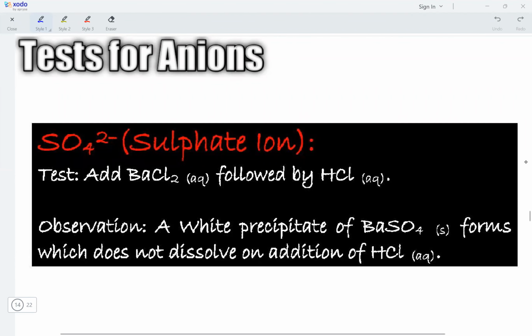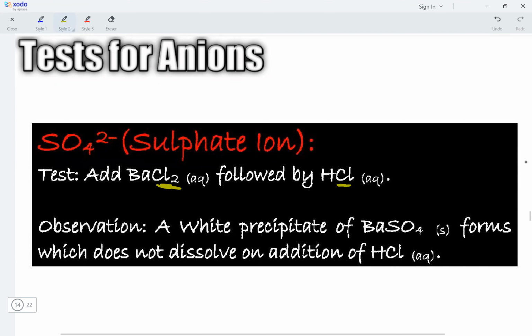The next ion we will be testing for is sulfate. Sulfate has a formula of SO4 2-, and there are two ways of testing for sulfate. One is written here: add barium chloride followed by HCl. We need to keep the anion the same. So in this case, if we have the chloride ion, then we add HCl.